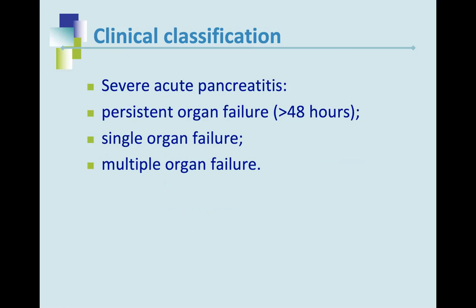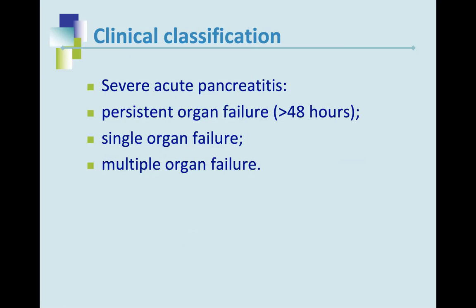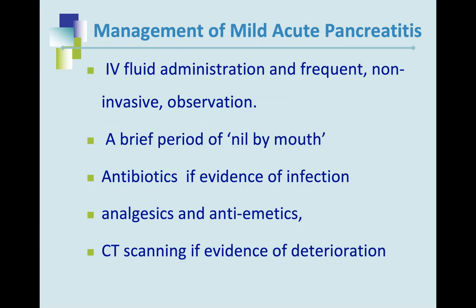Now, severe acute pancreatitis is when organ failure persists for more than 48 hours, either single organ failure or multi-organ failure. Then you label it severe acute pancreatitis. Now, why do you label it as acute, moderate or severe? Because then the management plan and area of management changes.